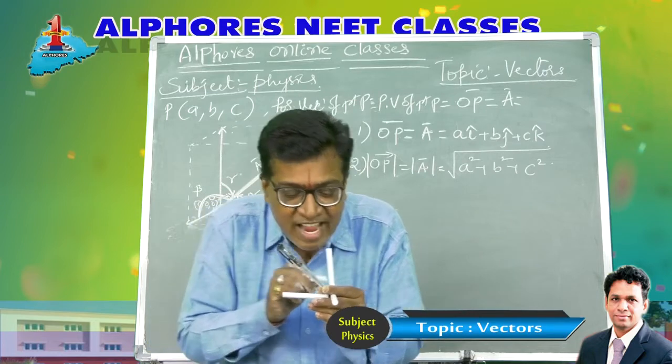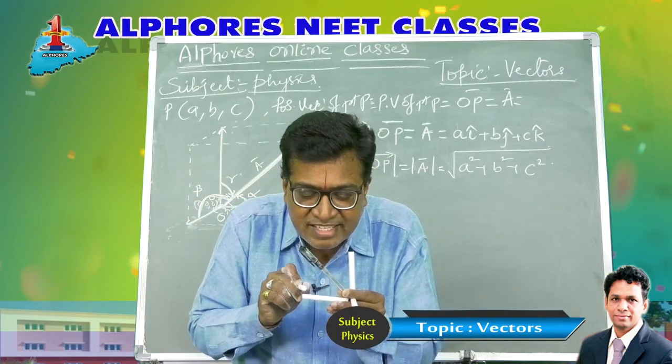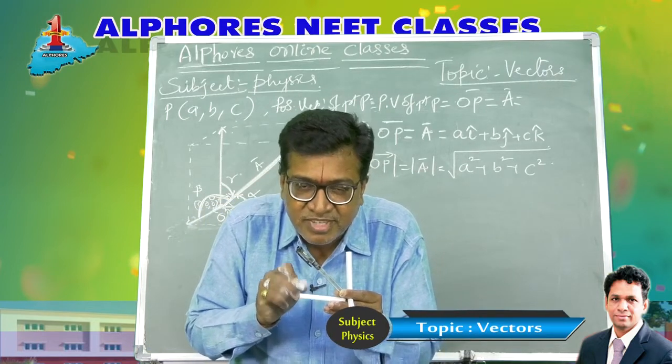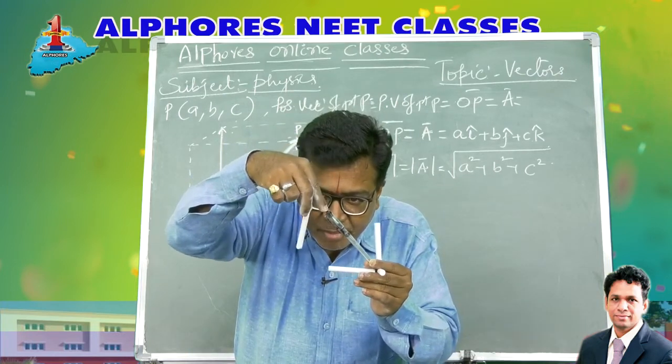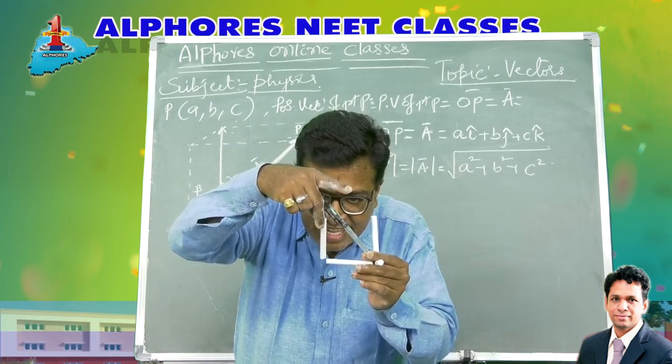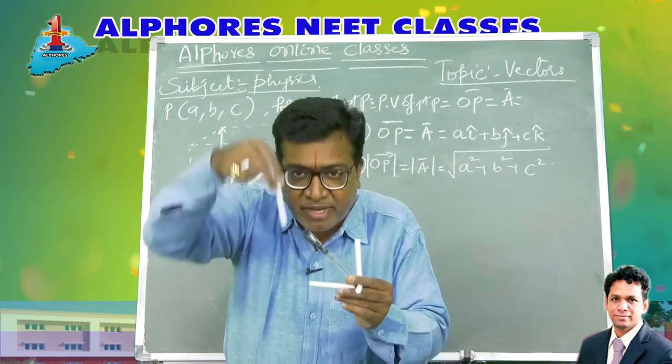And what is this? I travelled a units along the x-axis, so this length is a, right? Now what you do, imagine dropping a perpendicular from the point P onto this x-axis, not onto the plane, onto the x-axis.